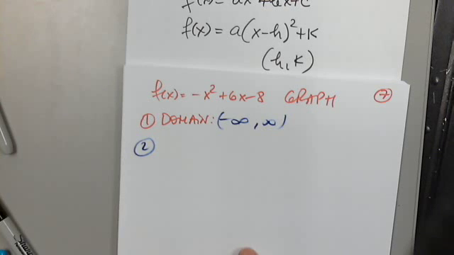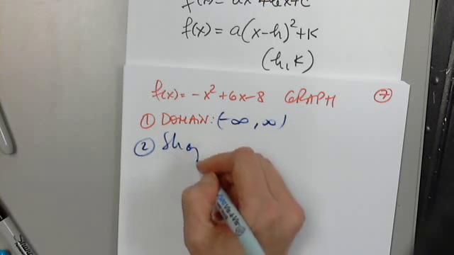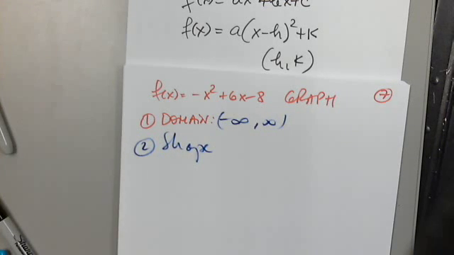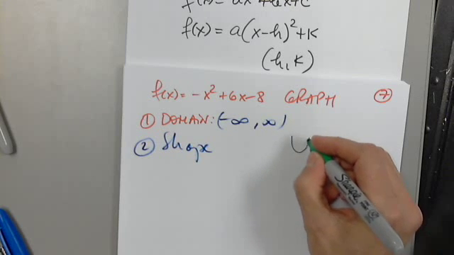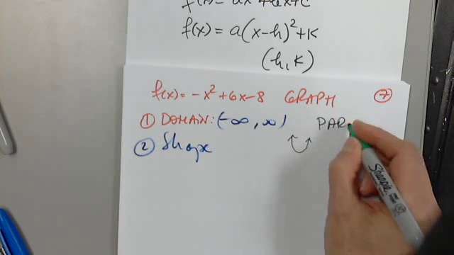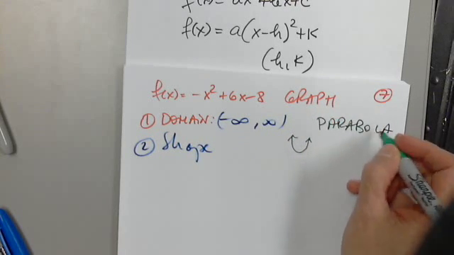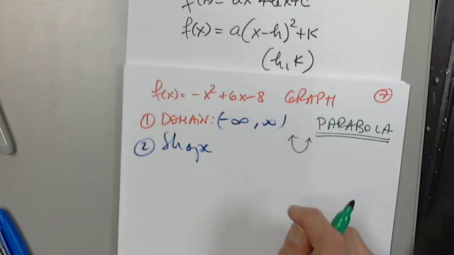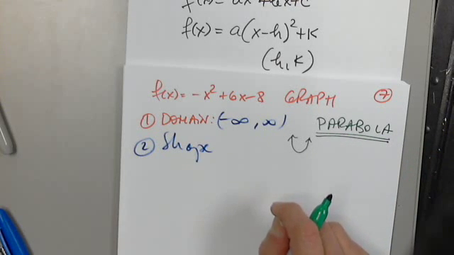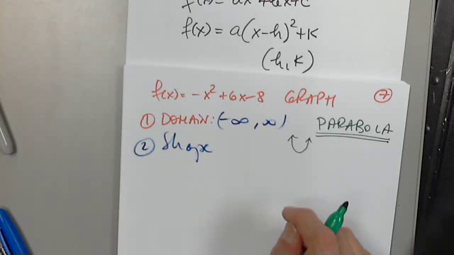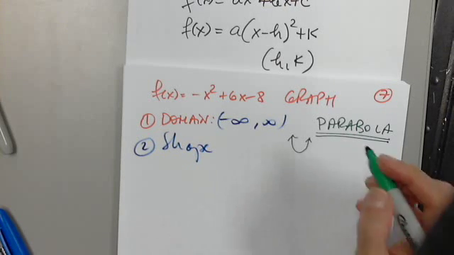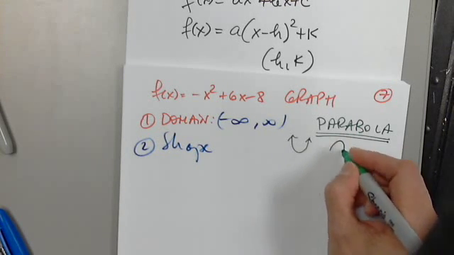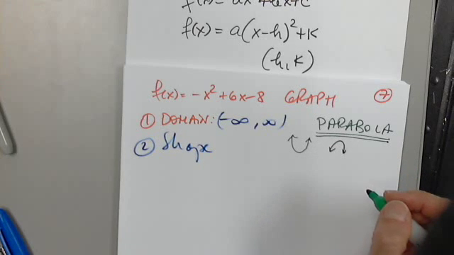Number 2, shape. And you can say, wait a minute, you haven't even graphed it. How do I know the shape? Very easy. It's a parabola, by the way. The graph of a quadratic function is called a parabola. We graphed it so many times, I don't think I mentioned the name. So the graph is a parabola, either opening upwards or opening downwards, correct?